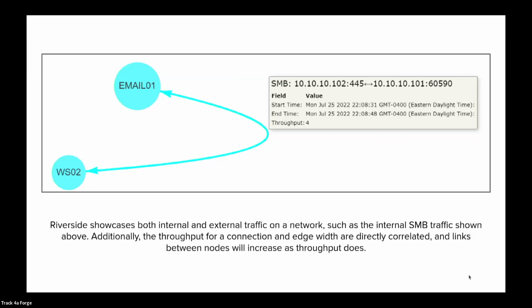It shows internal traffic as well as external traffic. It's just a snippet of internal traffic that's happening with SMB traffic going between two nodes. I track throughput with packets, and the throughput gets updated as the communication continues to occur.